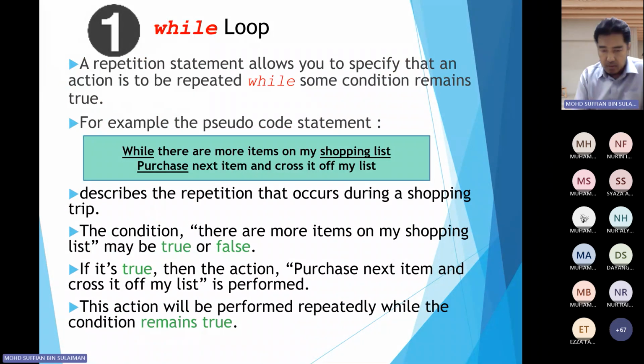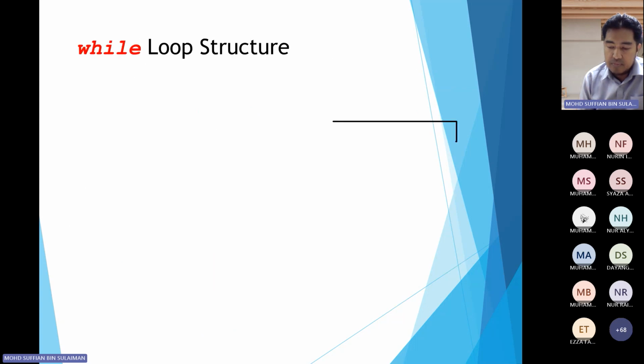Look at the first one, the while loop. For example, focus on this example: while there are more items on the shopping list, purchase the next item and cross it off my list. This is how we can represent it using pseudocode. To control it, we need to have the condition, either true or false. For example, like this. So this is the syntax that you need to know.